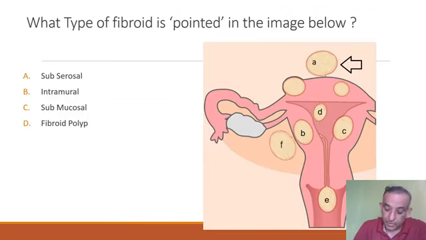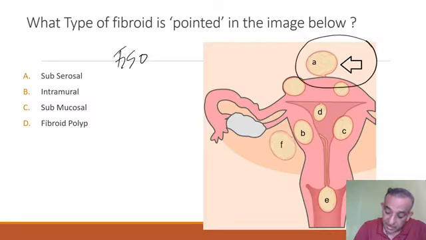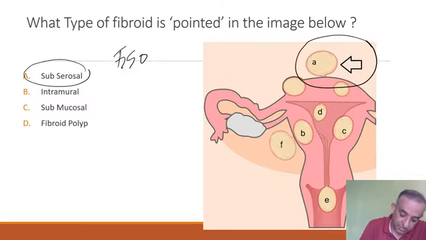What type of fibroid is pointed in the image below? You should know the FIGO classification of fibroids, and the one which is pointed here is the A here. Don't go by the A, C, B, D and all that. There might be some confusion, so that marking is not of any use. You just tell me this arrow is pointing to which type of fibroid. That is a subserosal fibroid, but we call it a type 7 here. This is a type 7 fibroid here.